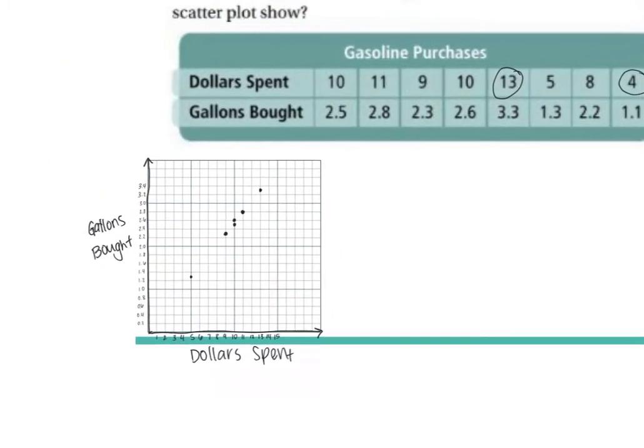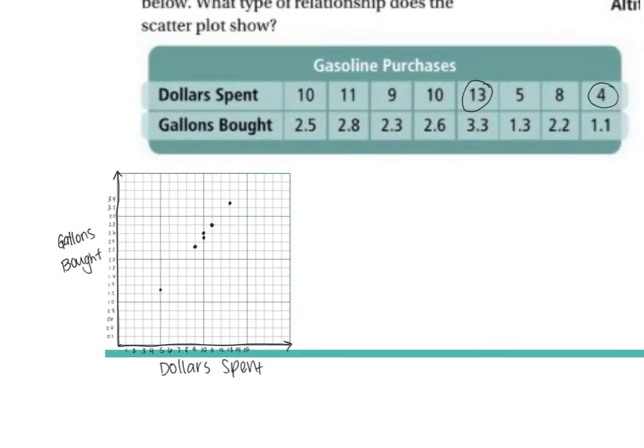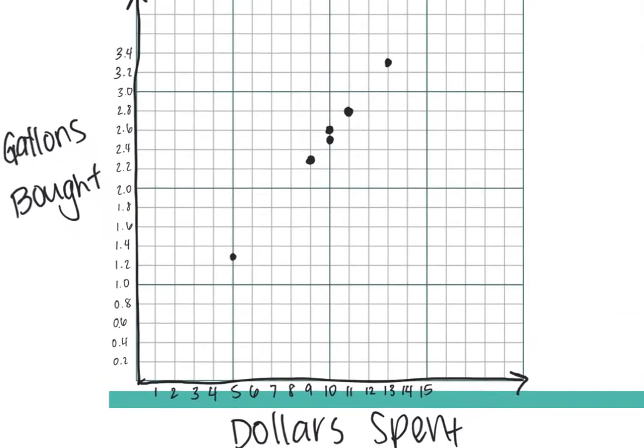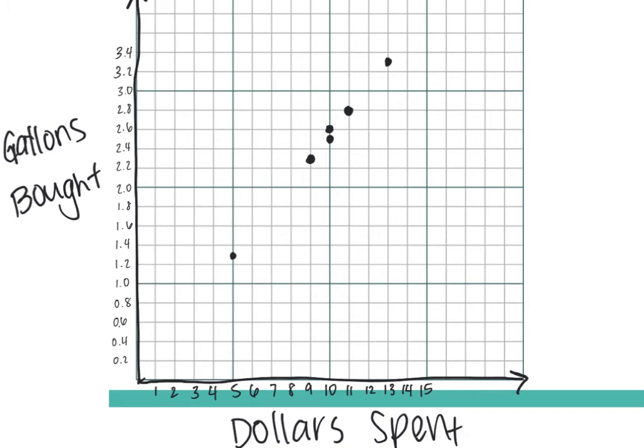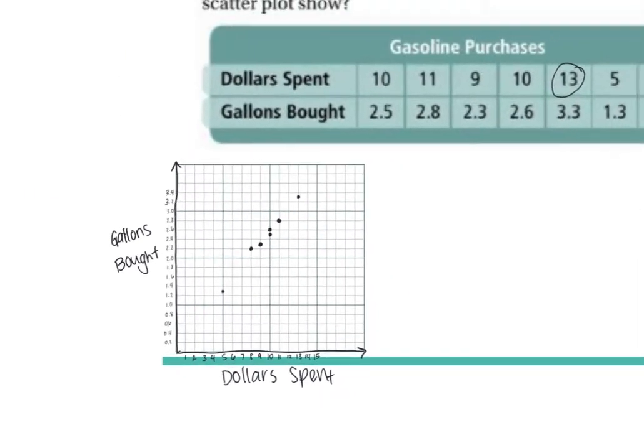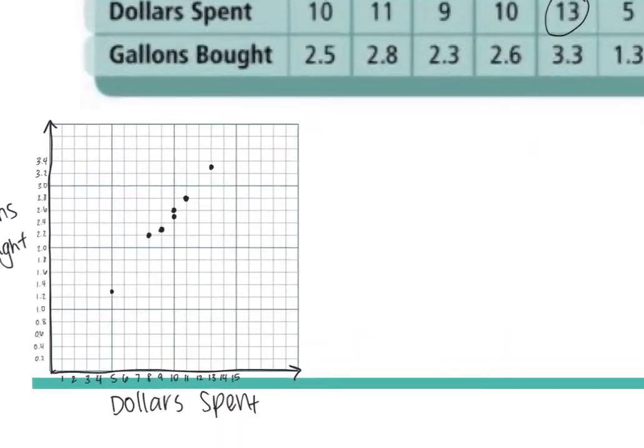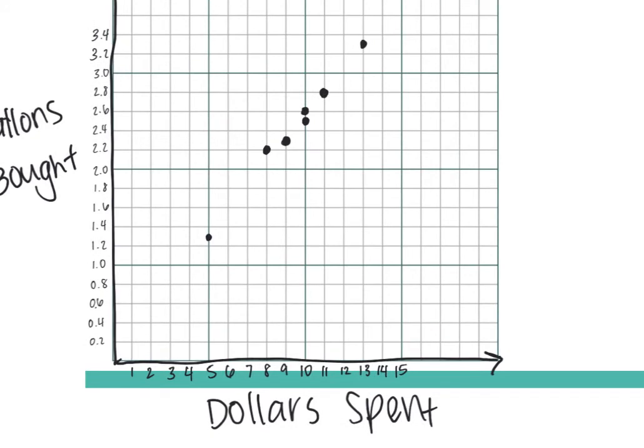And then 8 and 2.2. And our last one is 4 and 1.1. So let's find 4 in dollars spent and go up to 1.1. That'll be between 1.0 and 1.2.